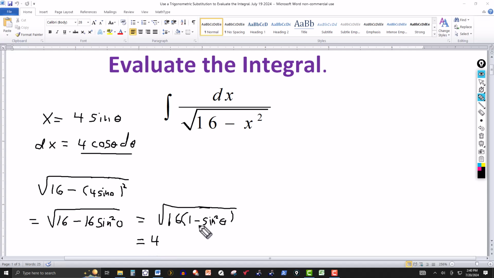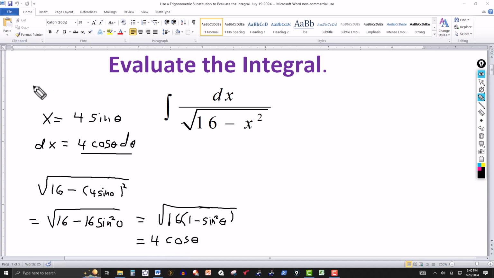And in the 1 minus sine squared theta, I know that's the same thing as cosine squared theta from that identity I just went over. Cosine squared of an angle plus sine squared of an angle equals 1. So if I solve it for cosine squared, I get this. So the square root of cosine squared of theta is just cosine. So that simplifies to that.